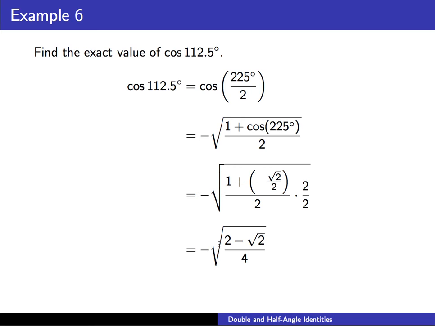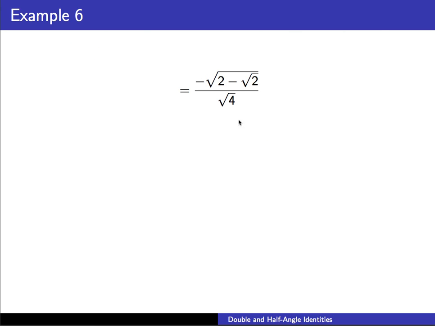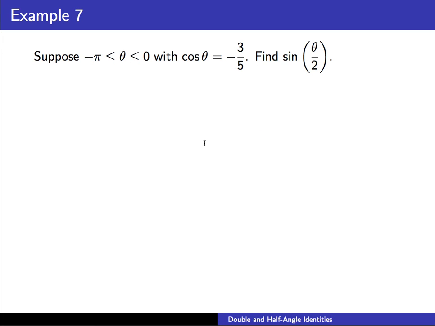Now, we can break this up as the square root of the numerator over the square root of the denominator. So we get negative square root of 2 minus the square root of 2 over the square root of 4, and the square root of 4 is 2. So the exact value of the cosine of 112.5 degrees is negative square root of 2 minus the square root of 2, all over 2. And if we type this into our calculator, it should give us the same decimal approximation as the cosine of 112.5 degrees.